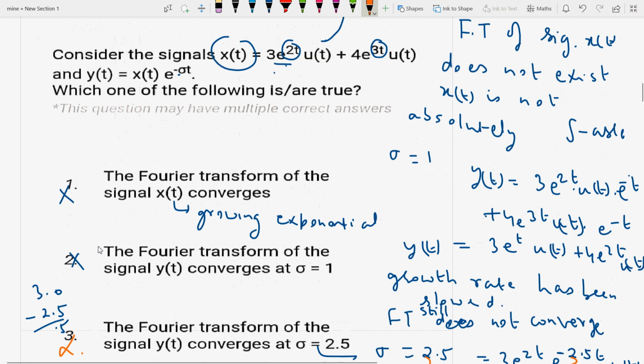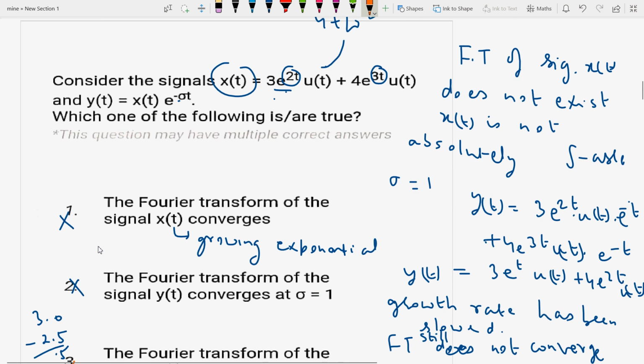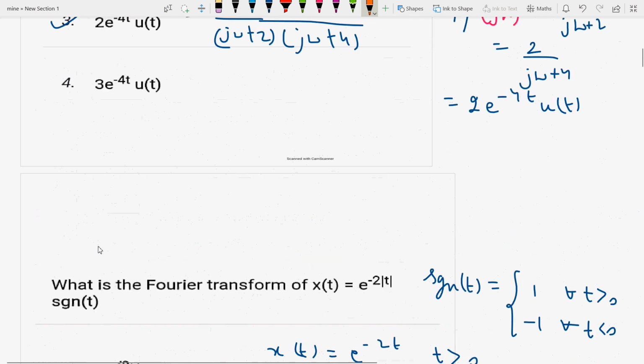In order to have the Fourier transform of the signal x(t), which is of exponential nature, converge, it should be strictly mentioned that the exponential should be decaying in nature. Only then will it be able to converge. Okay, so I have taught you 3 questions.